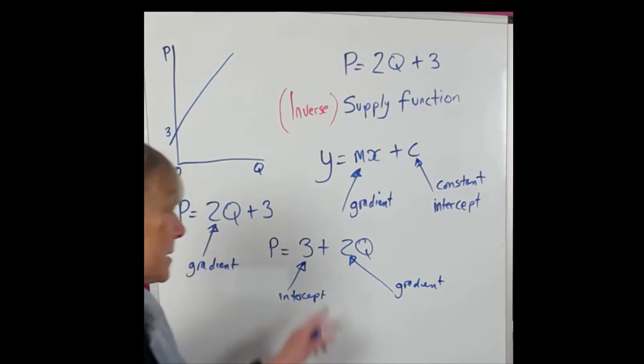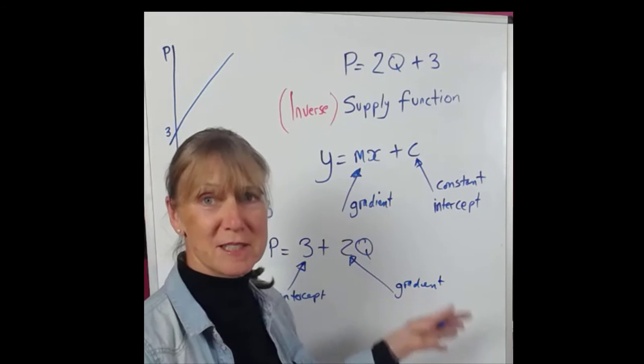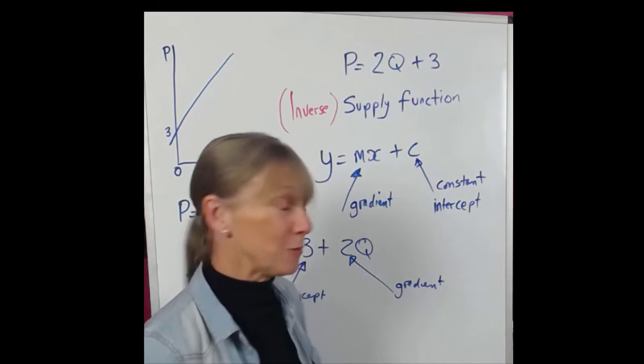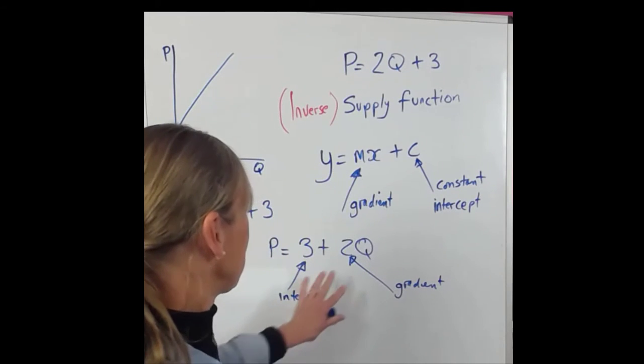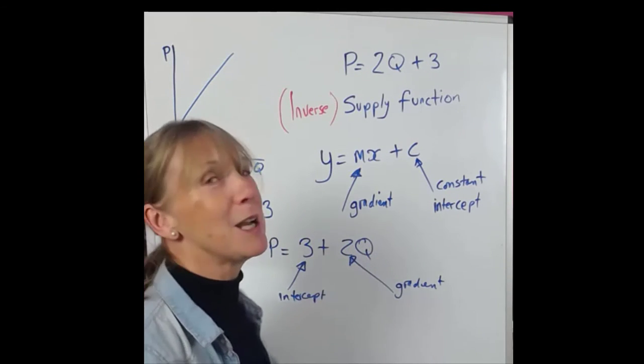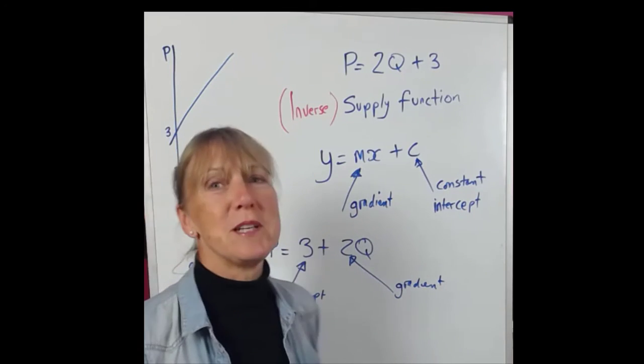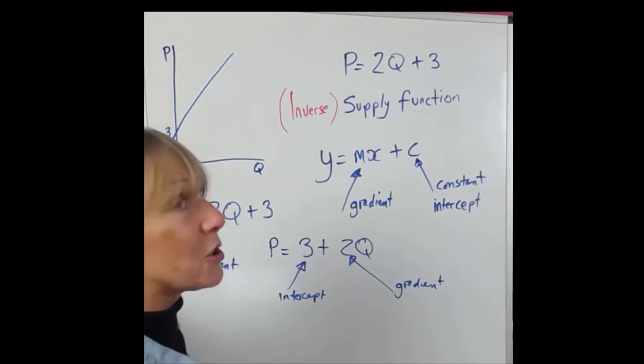Now that's important because some people learn the first bit is the gradient, the second bit is the intercept. You can see that that's fraught with danger when it comes to economics. So just learn the number multiplied by the variable is the gradient. The number all on its own is the intercept, where it's going to cross that axis.